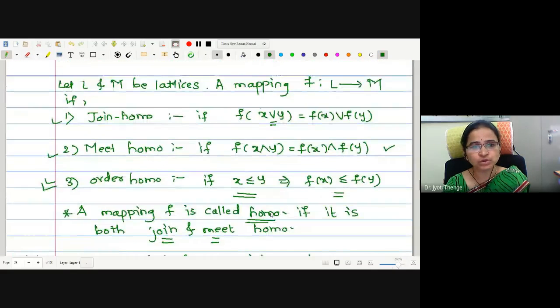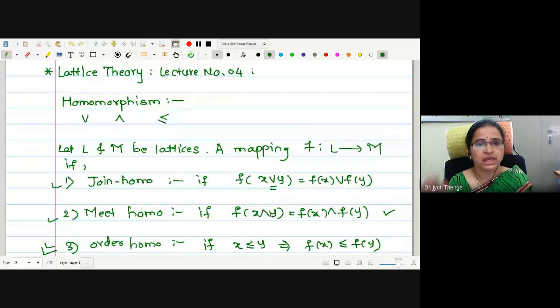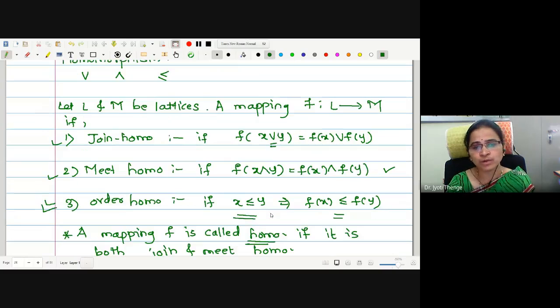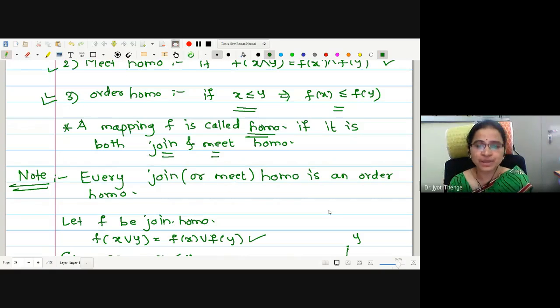This is very similar to the previous definition of homomorphism itself. Under lattice structure, we have two different operations, join and meet. Therefore, homomorphism is defined separately for join, meet, and also for order. Join homomorphism is f preserving join, meet homomorphism is f preserving meet, and order homomorphism is f preserving the order also. And a mapping we call a homomorphism if it is both join and meet. We are not taking order because if the mapping is either join or meet, according to this note, it will be an order homomorphism. Is it okay?